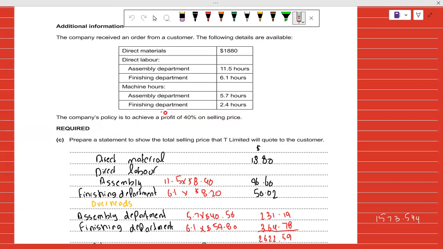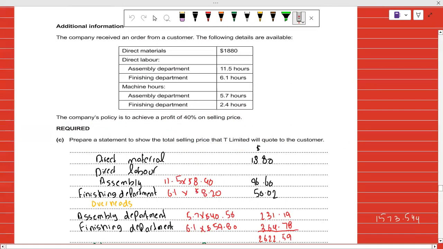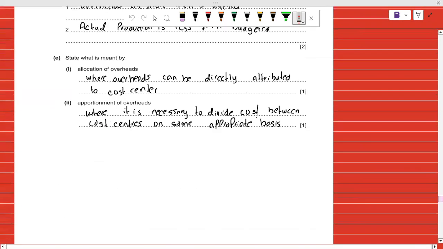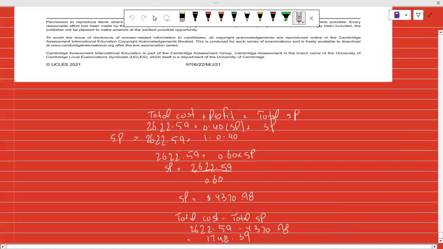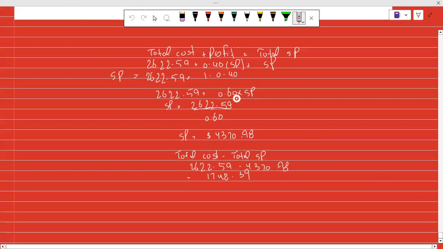It means that the profit is basically 40% of the selling price, and we must prepare a statement to show the total selling price that T Limited will quote to the customer. So we have to work for this. As you can see, I just completed the rough working here.